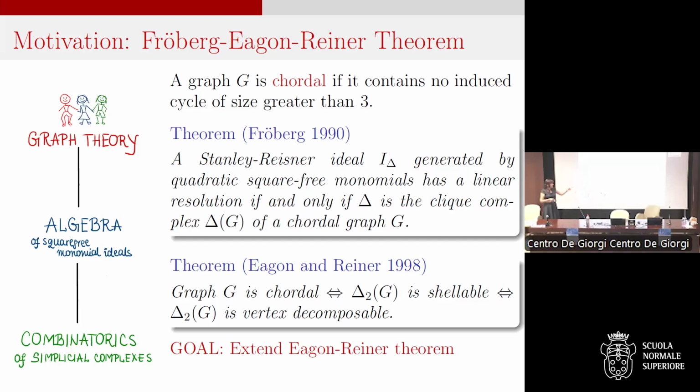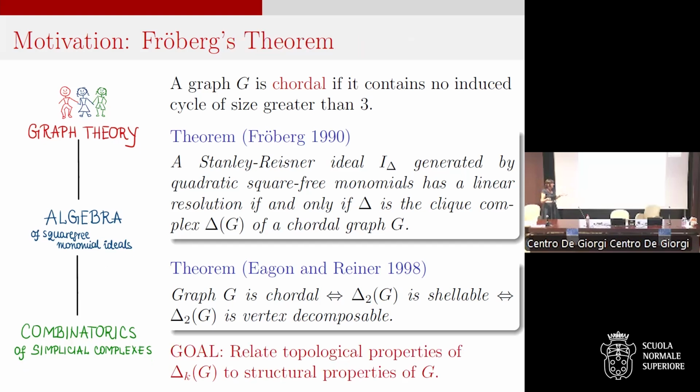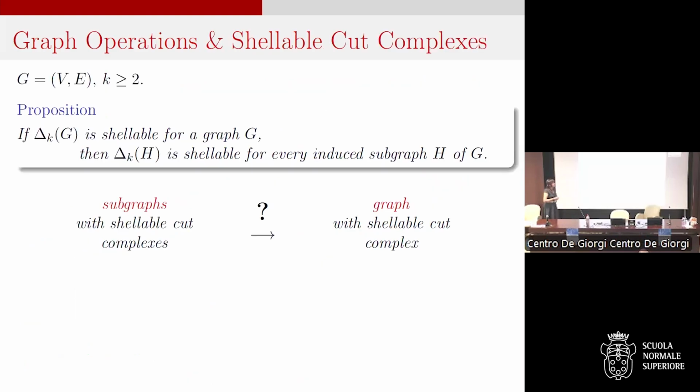And what we did, we generalized that to delta k, to see what happens when we look not just at complements of disconnected 2 sets, but complements of disconnected k sets. See if we can somehow say when delta k of G is shallow. And in general, to relate topological properties of this delta k to graph properties of G. Okay, so let's talk a little bit about our project.